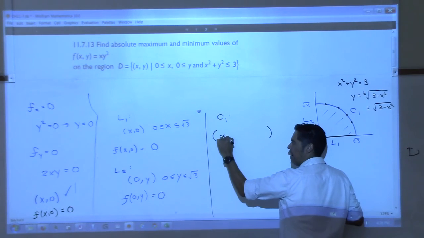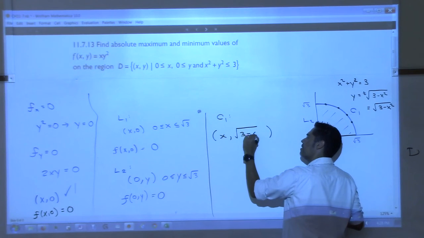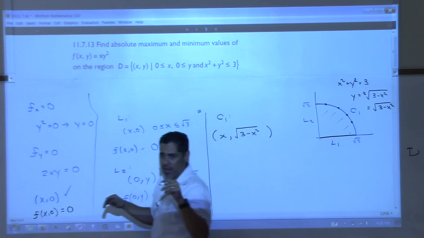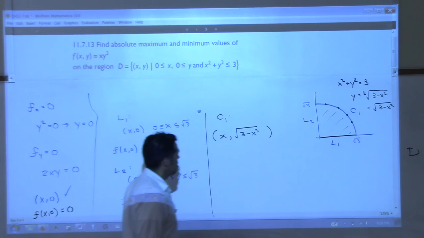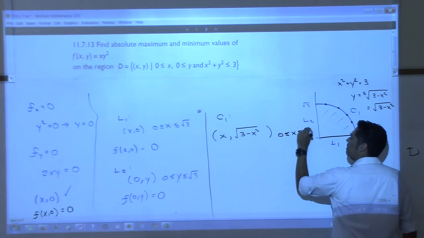X is just x, right? And then the y is root 3 minus x squared. So same thing, we're trying to get an idea of what every ordered pair on that curve looks like. And restrictions, do we have any restrictions on this x? 0 to root 3.